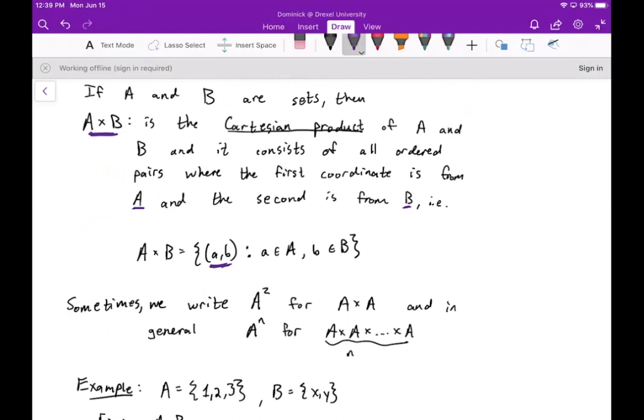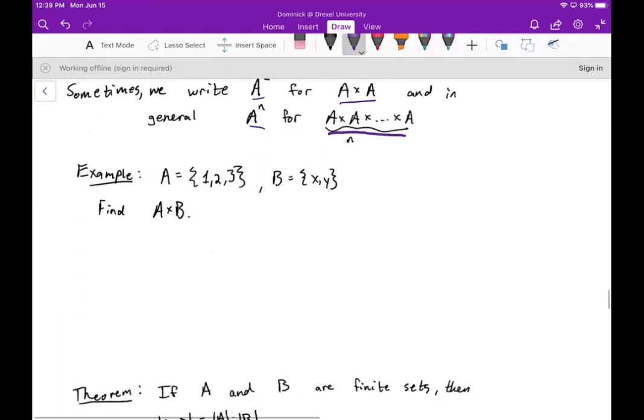Now, if we want to cross a set with itself, we usually use powers, right? So we would say that A squared is like A cross A, and then in general, A to the n would be like A cross A, n times. So let's look at an example.